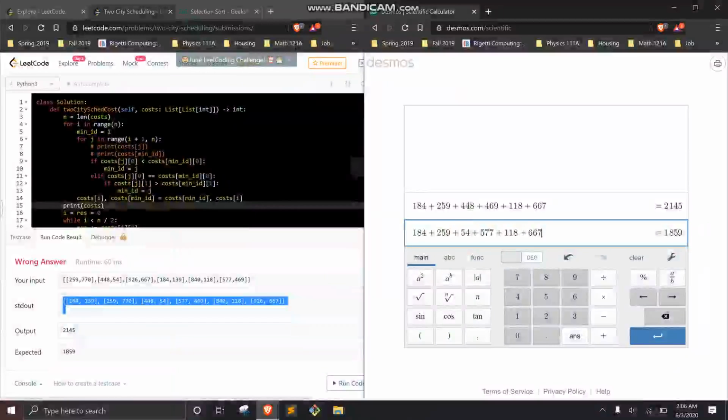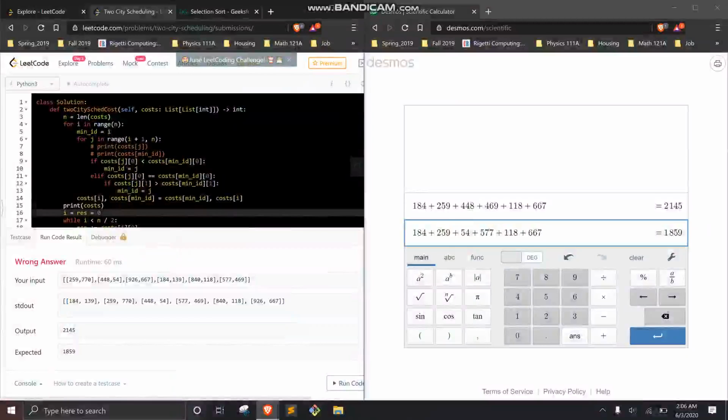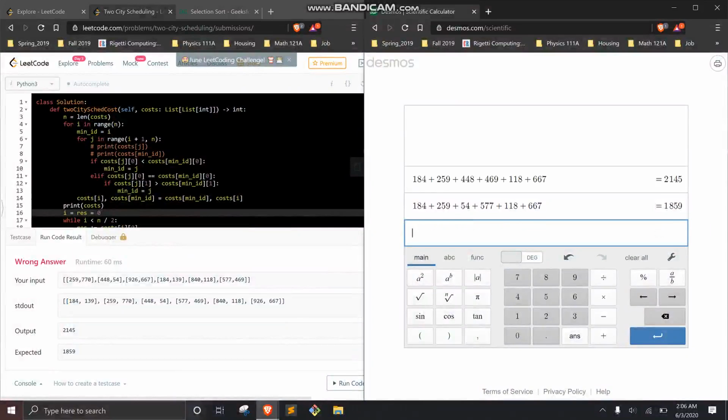Okay, so I figured out my solution isn't working, and I figured out the reason why. I think the reason why is because there's another thing you want to do. So to be able to choose, even if you sort these elements like this, you still want to choose based on which ones have the smallest difference.